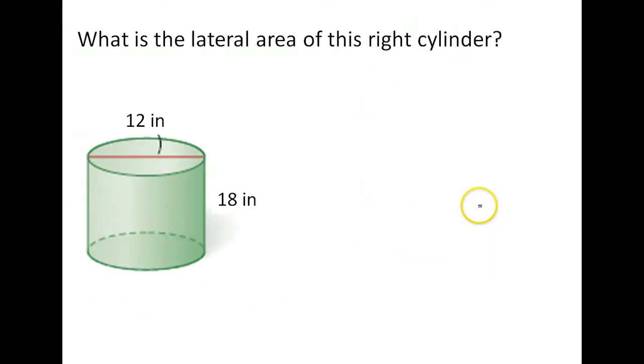Okay, another example. What is the lateral area of this right cylinder? Well, look in your notes. What's the formula for lateral area? It's 2 times pi times the radius times the height. Again, 2 pi r gives you the circumference of the circle bases, and h is the height of your cylinder. Hey, do we have what we need?